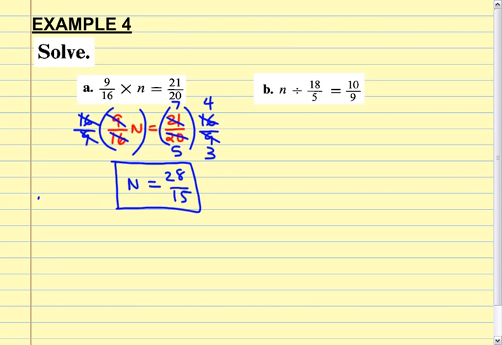Exactly. Now, let's look at the next one. This one says n divided by 18/5. Now remember from the last test that we worked on, the very last thing we did, right? How would I like to write this? I know it looks a little weird, but how do I like to write it, Sarah? N, and then a big fraction bar, and then 18/5. It's being divided by 18/5 is equal to 10/9, right?